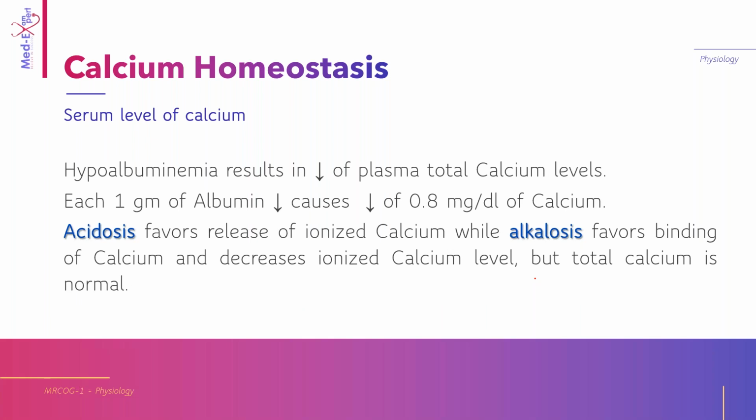And if we have hypoalbuminemia, of course, we know that 45% of the total calcium is bound to albumin. So if there is hypoalbuminemia, this will result in a decrease in the total plasma level. Each 1 gram of albumin decrease will cause a decrease of 0.8 milligram per deciliter.